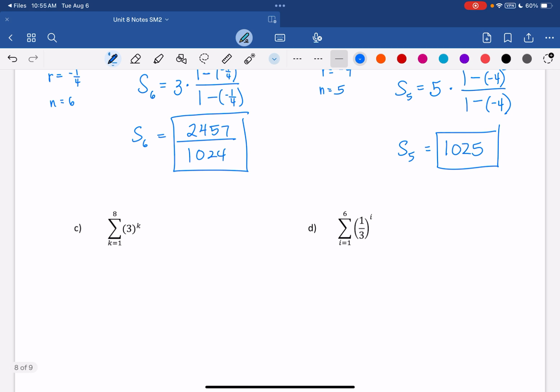When it is in sigma notation, we do have to figure out our first value, our a sub 1. So this is our R, so R is 3. A sub 1 is going to be 3 to the first power, which is 3. And this is our n value, so n is 8. So S of 8 is equal to 3 times 1 minus 3 to the 8th over 1 minus 3. Do our calculations, we get 9840.